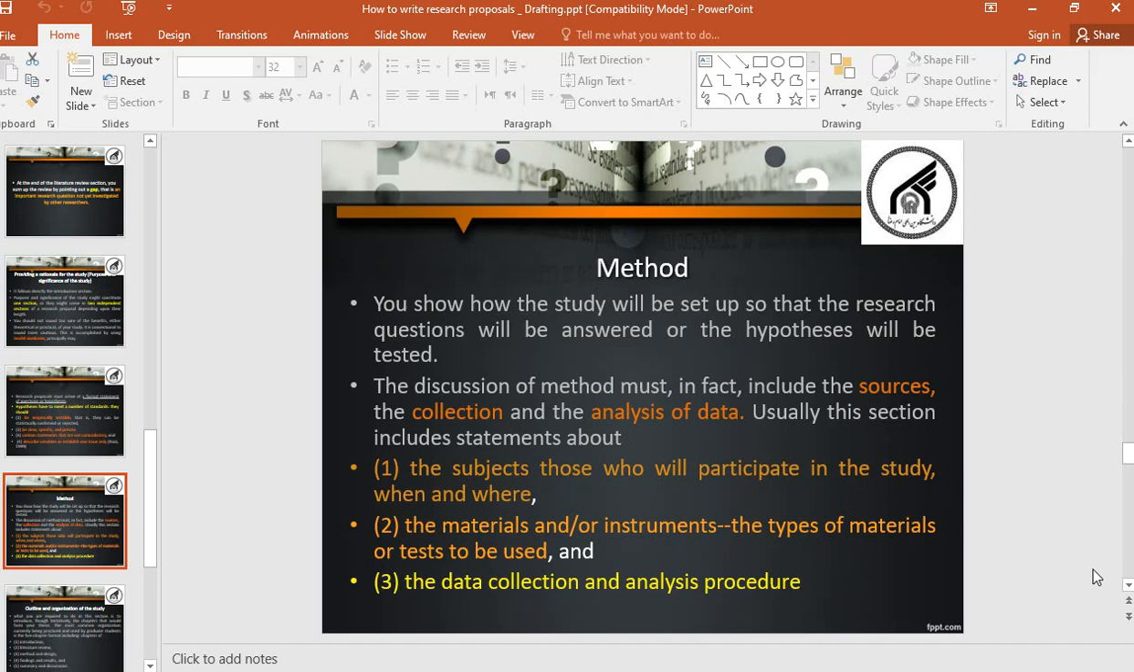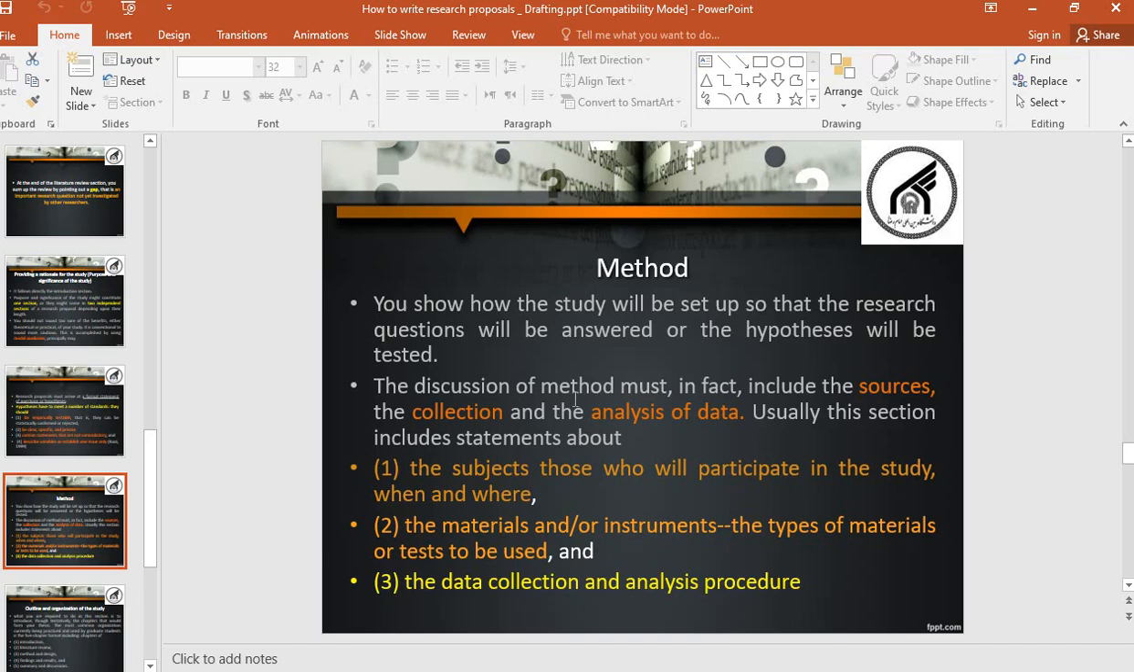As you know, you should show how the study will be set up so that the research questions will be answered or the hypothesis will be tested. In the method of your proposal, normally you talk about the design, the data collection procedure, and the data analysis procedure. You present the participants or the materials you're going to use for your study. Apart from that, you present the instrumentation, or the types of instruments, tests, and questionnaires you will use.